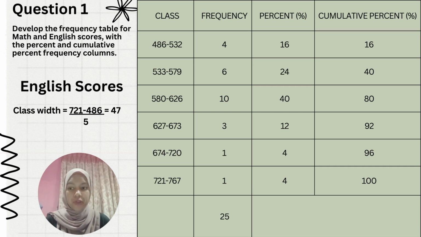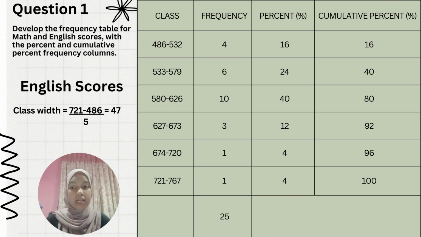Then 580 till 626 with frequency 10. The percent is 40 and the cumulative percent is 80. Next is 627 till 673 and the frequency is 3. The percent is 12 and the cumulative percent is 92. Then 674 till 720 with frequency 1. The percent is 4 and cumulative percent is 96.